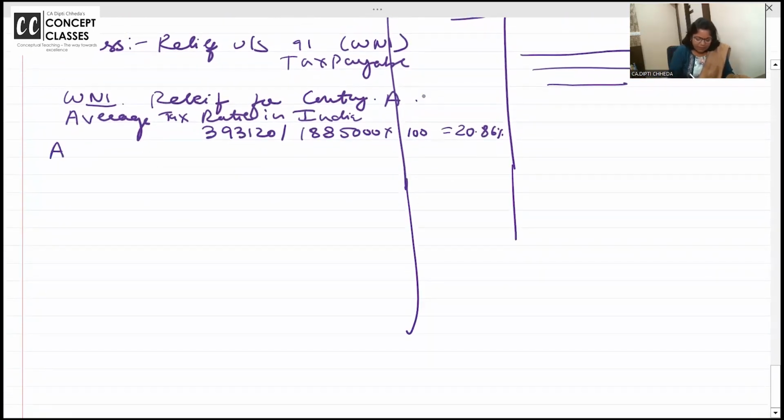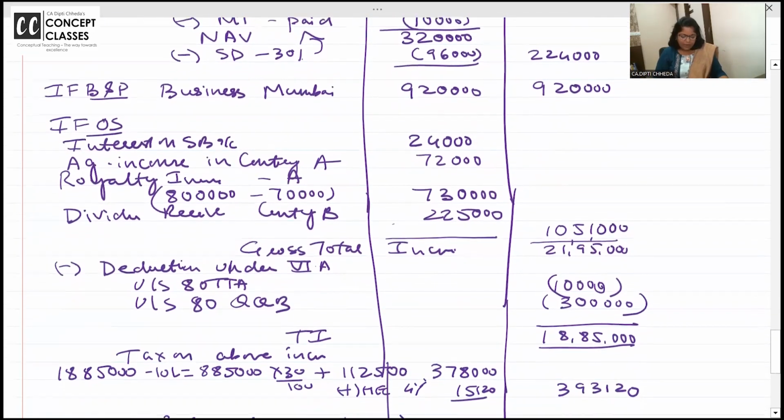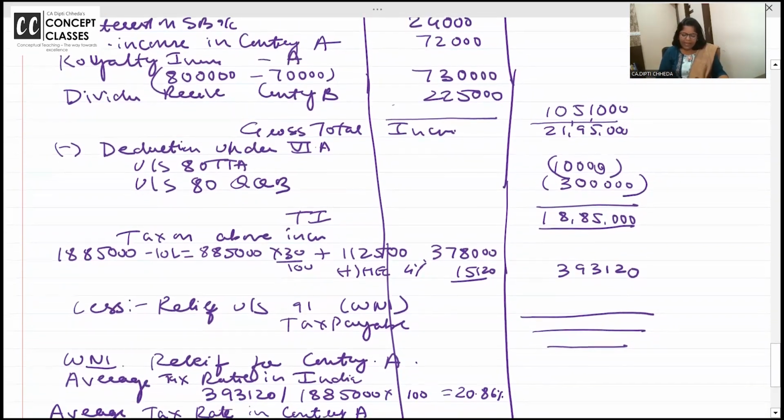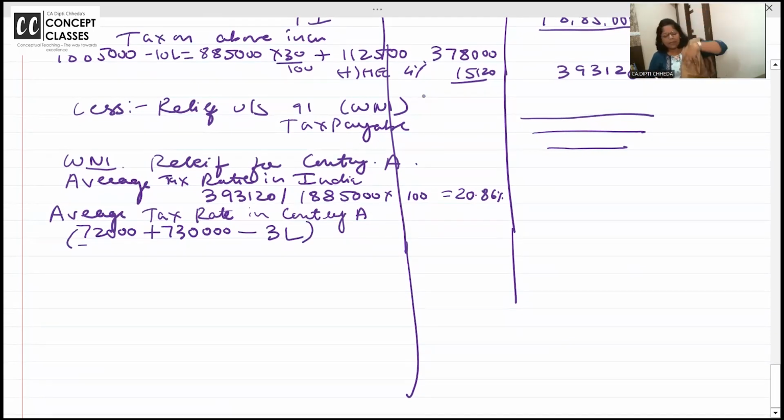Now, what is the average tax rate in country A? Take the whole income of country A. In country A, one is agricultural income, this 72,000, and royalty 7,30,000. 72,000, 7,30,000 minus 3 lakh. When I take average tax in that country, when I take that income in India, am I giving deduction also? Yes, so take that deduction also. 72,000 plus 7,30,000 minus 3 lakh. How much is the income in India? 5 lakh 2,000. And how much tax have they paid?